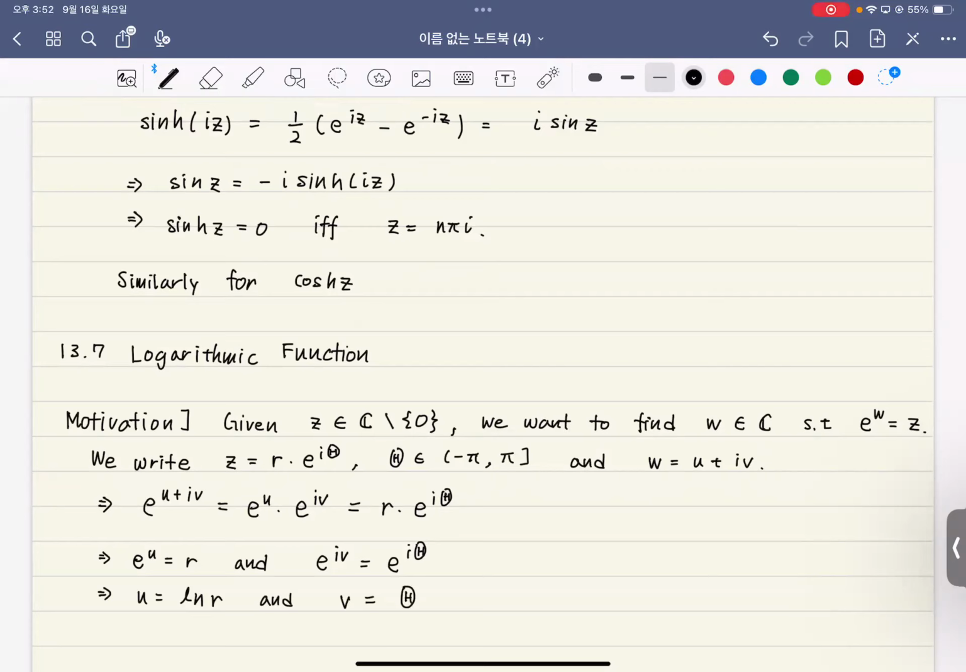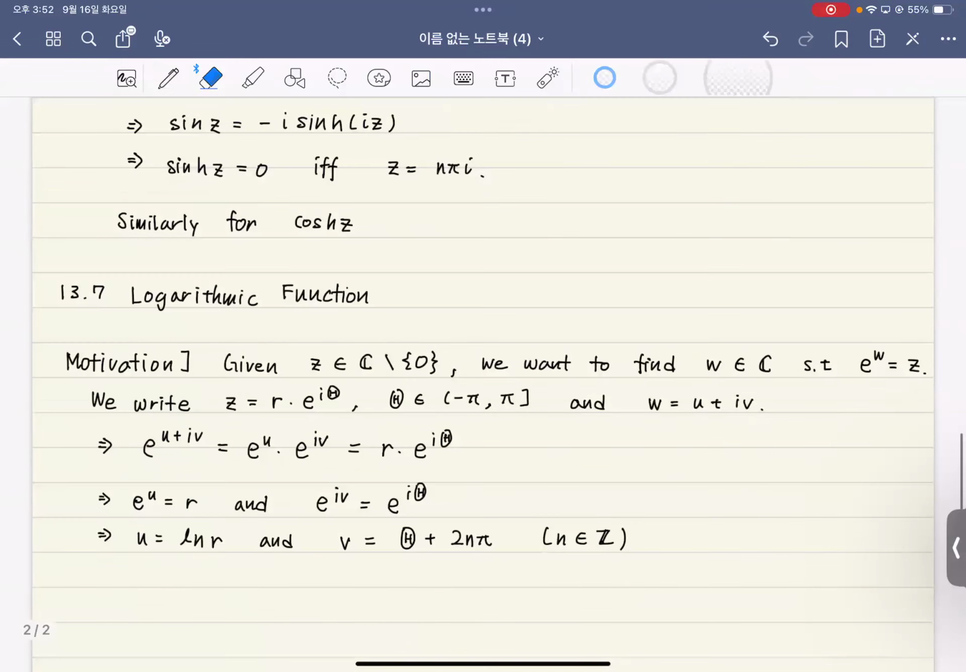No, not necessarily. V can be Theta, but you have many other choices other than Theta. Actually, V can be Theta plus any integer multiple of 2 pi, that is, 2 times n times pi. So this should be the most general answer.